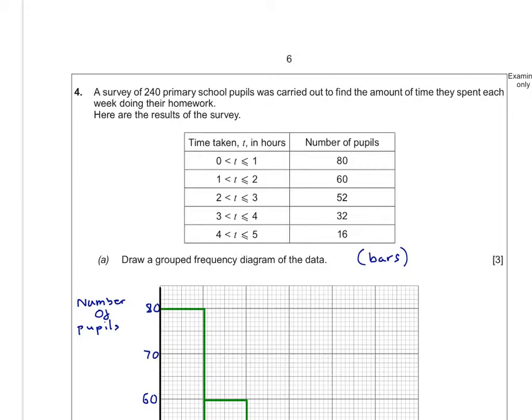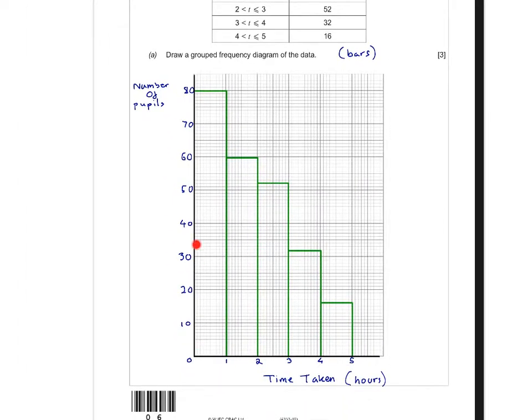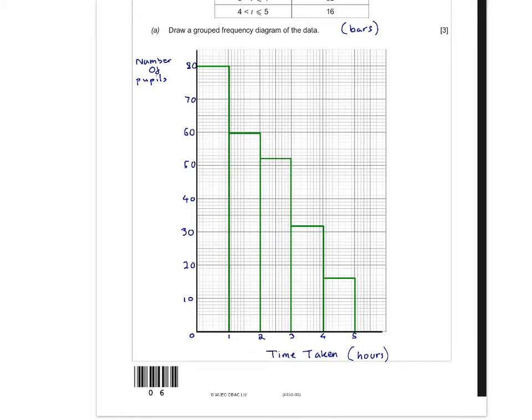Perfect. Okay? So from there, I need to do my frequency. It always goes up on the y-axis. I would go up in tens. A, because the top one was 80, so I had to go as high as 80. But B, because now my scale is really, really simple. 10 little squares go into 10, so each little square is worth 1.